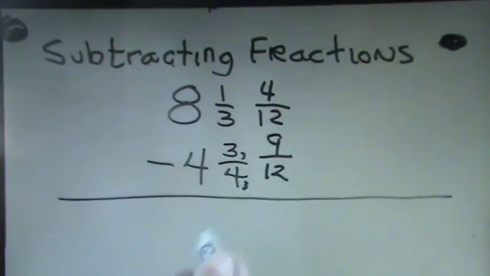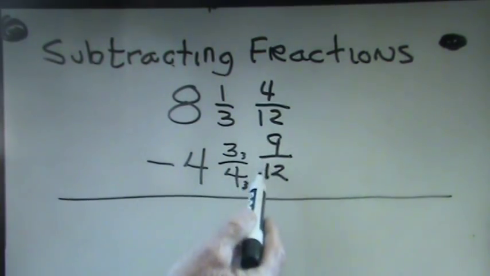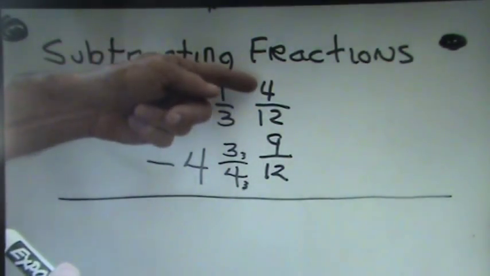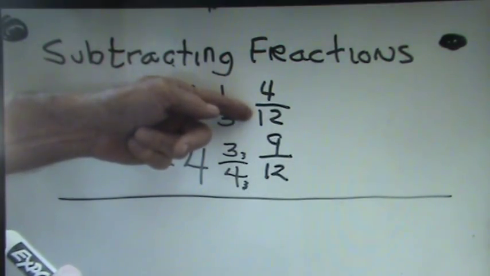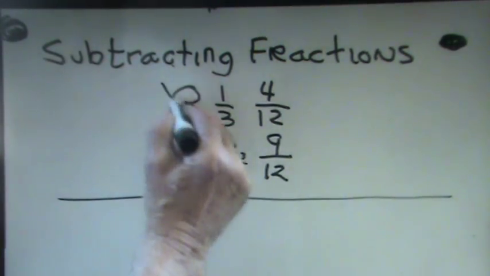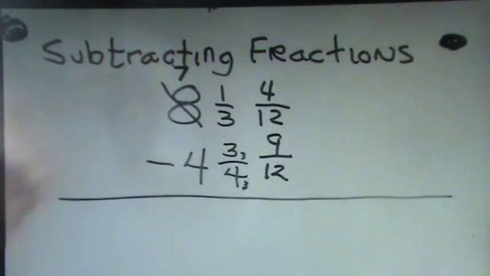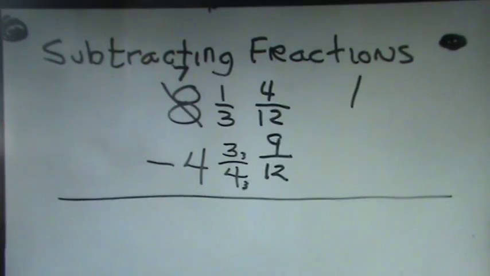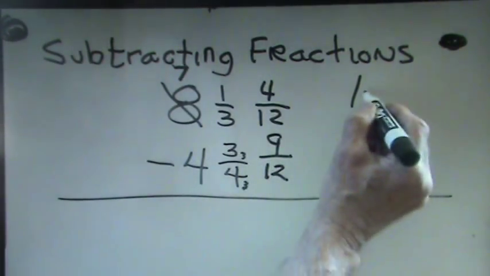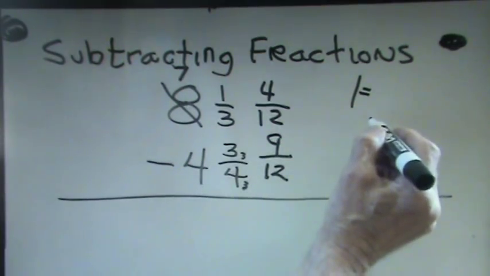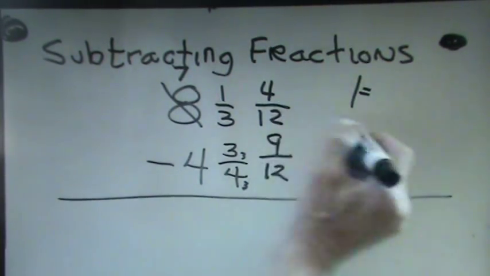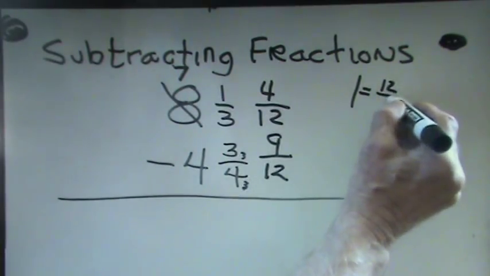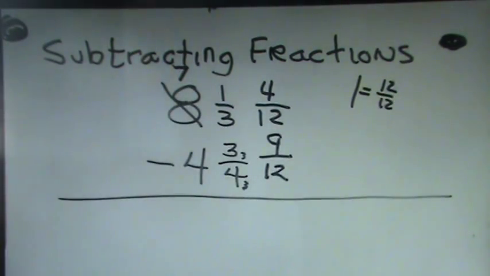But I cannot subtract 9/12 from 4/12 because 4/12 is smaller. So I have to borrow, right? So I borrow the number 1. We know that the number 1, just the way that is, doesn't help me, does it? But what do I change the number 1 into? Well, since I have to have 12 as a denominator, I change the number 1 into 12/12.